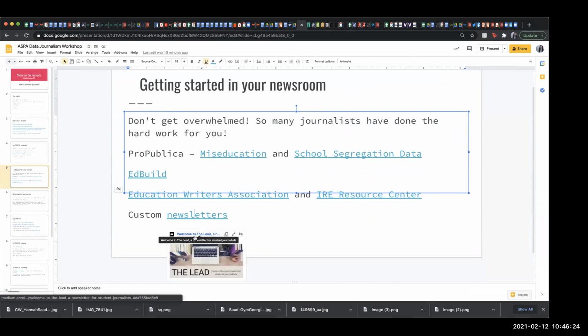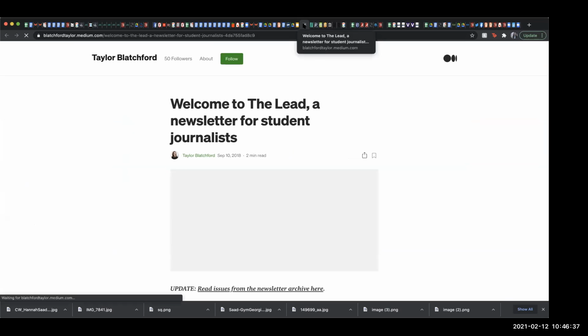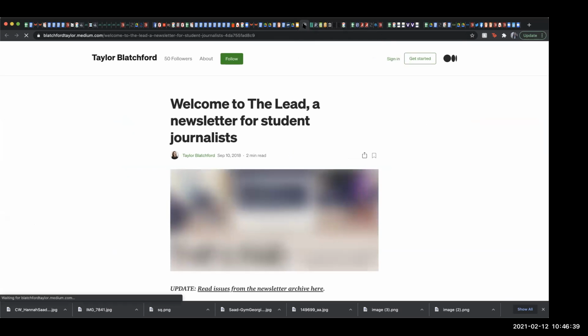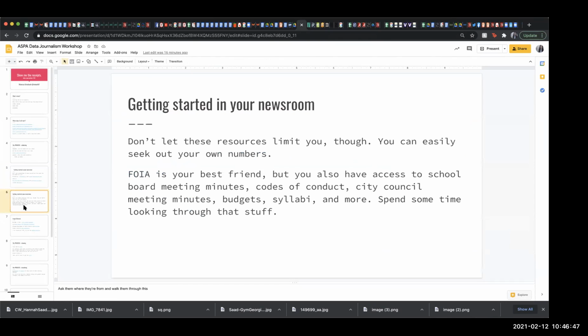And then also scroll through Twitter and find education journalists who you really like. Some of them actually have newsletters. The Lead is one of them. And they often provide tips, advice, resources for student journalists, whether they're college or high school.